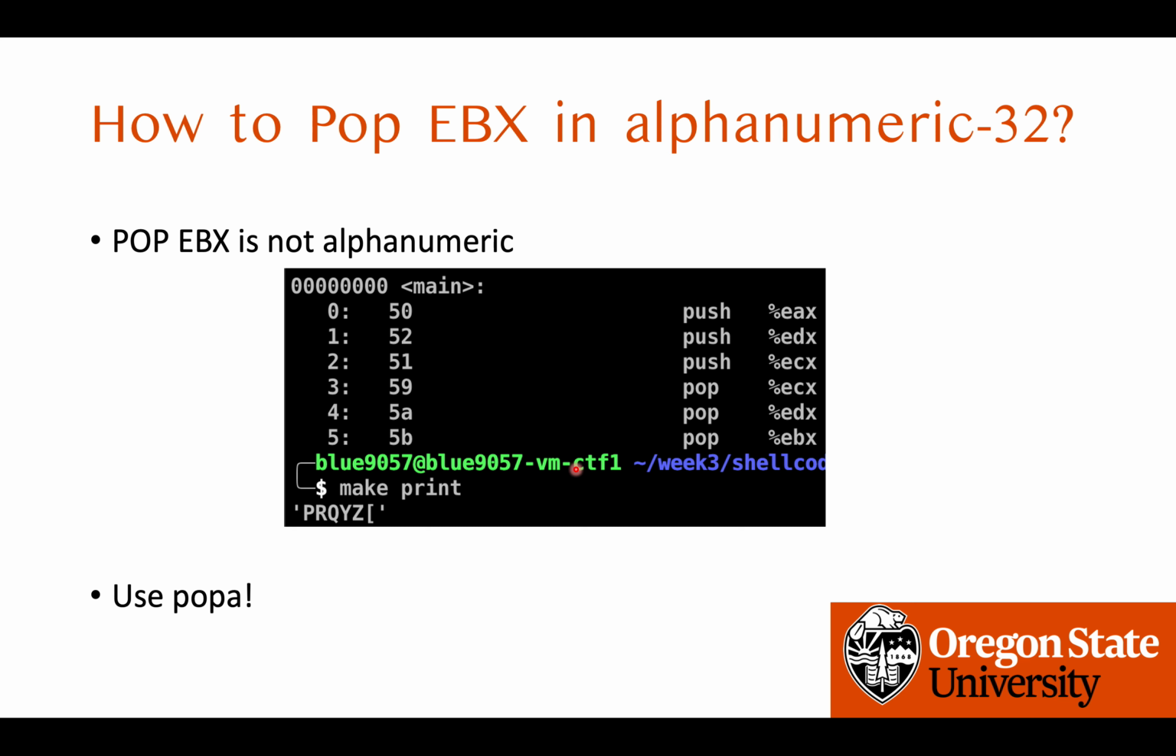And in the 32-bit example, I just told you that you can't use a pop EBX in alphanumeric shellcode because the opcode of pop EBX is 5B, which is the left square bracket character, and this character is not alphanumeric, while all the other push and pops are alphanumeric. However, you need to set the value of EBX because that's the first argument of the execve, the program path. You need to set that. Then, how can you do that? I would recommend to use POPA.